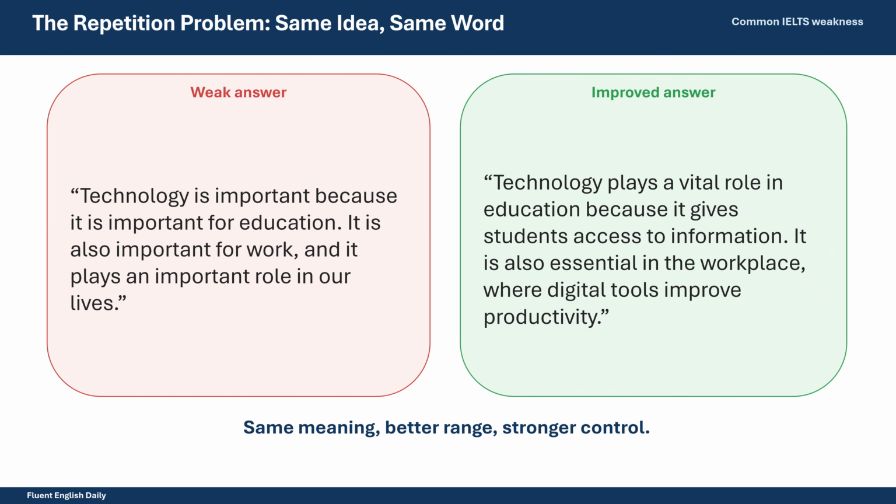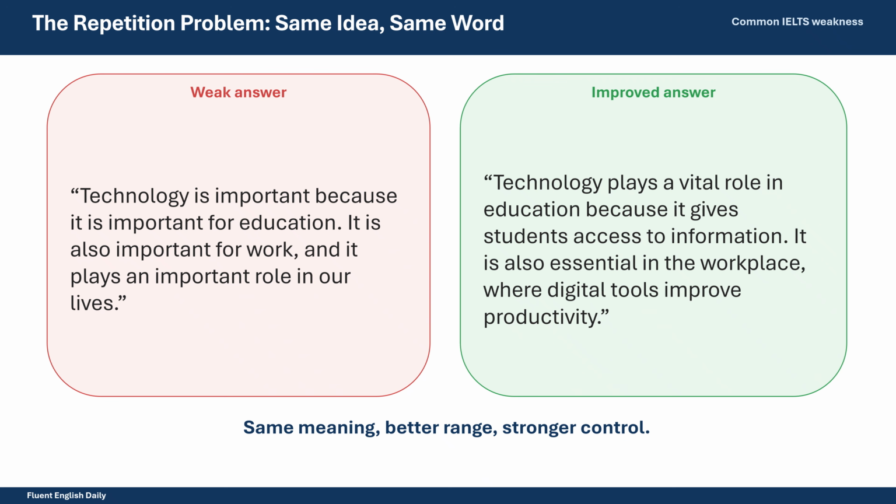Let's compare a weak answer with an improved version. The weak answer is, technology is important because it is important for education. It is also important for work, and it plays an important role in our lives. The sentence is understandable, but the word important appears 4 times. This makes the answer sound repetitive and underdeveloped.